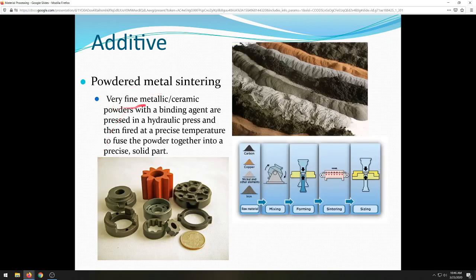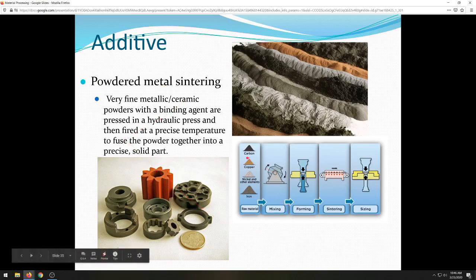And then more common than you would think, is powdered metal sintering. So this is very fine metallic or ceramic powders. You could do either. With a binding agent, they are pressed using basically the equivalent of a pill press. It's really concentrated, pressed into a form, and then it gets fired. It gets cooked, so that it's kind of the shape, and all the powder binds together.